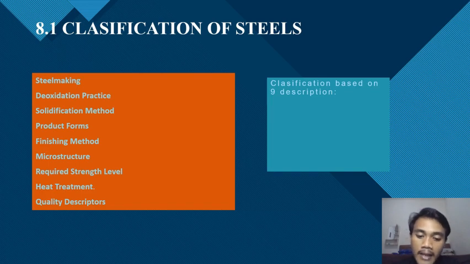Microstructure. Steel can be classified according to the microstructure at room temperature. Heat treatments are used to produce microstructures that can consist of either pearlite, martensite, or bainite, or some combination thereof. Required strength level: purchasing standards for steel and many other materials often specify a minimum required level of strength, and some categories of steel are defined by their mechanical properties.